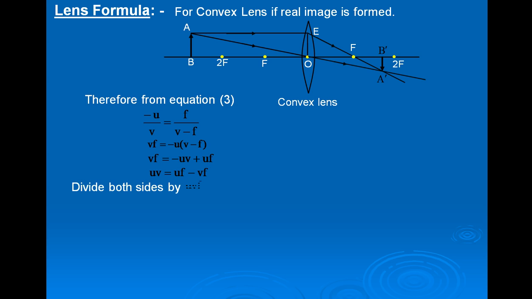Dividing both sides by uvf, we get uv upon uvf equal to uf upon uvf minus vf upon uvf. By solving this, we get 1 upon f is equal to 1 upon v minus 1 upon u. Put this equation number 4. This is the required lens formula for convex lens if image formed is real.